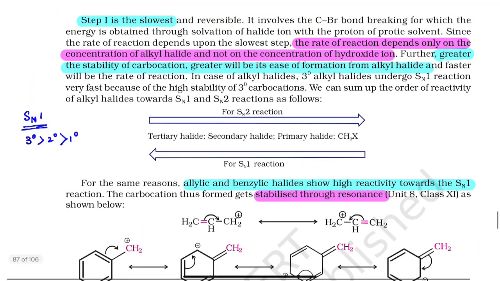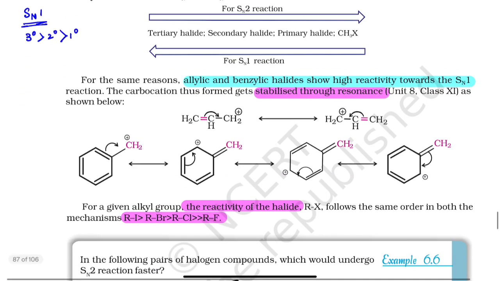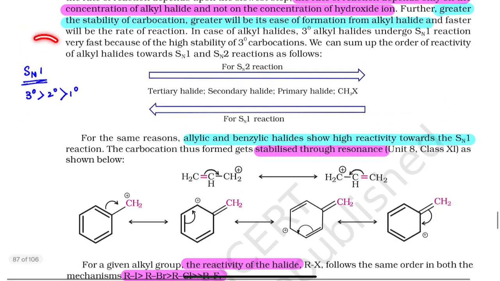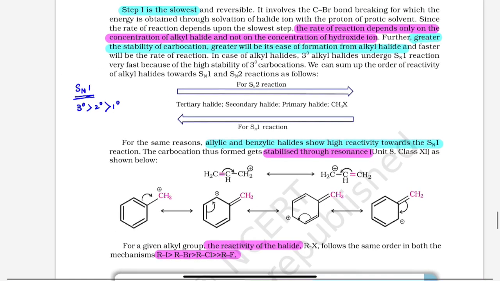So here you can see the rate, step 1 is the slowest step we have seen, therefore it is the rate determining step. The rate of reaction depends only on the concentration of alkyl halide and not on the concentration of the nucleophile. Greater the stability of the carbocation, greater will be the ease of formation from the alkyl halide. So it depends on the stability of the carbocation. And then, I have written, see the order. For tertiary alkyl halide the rate will be more, and then secondary and then primary.